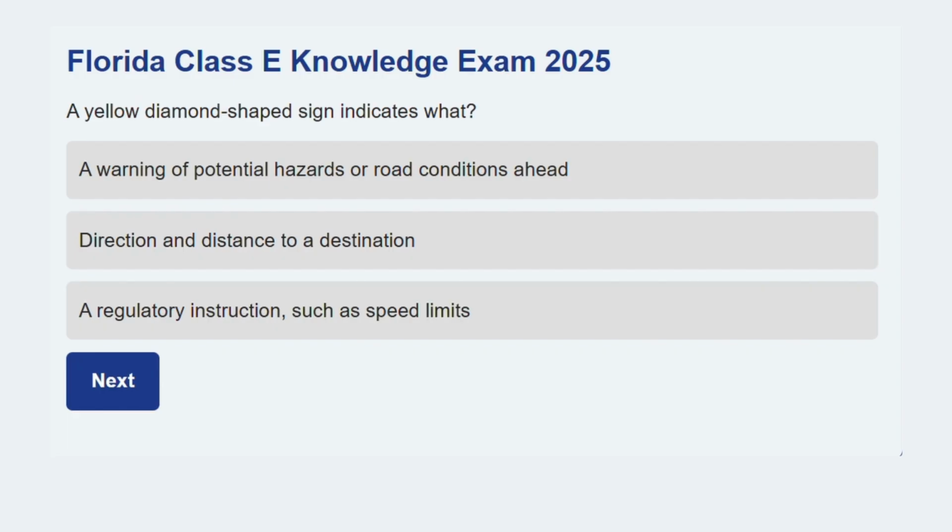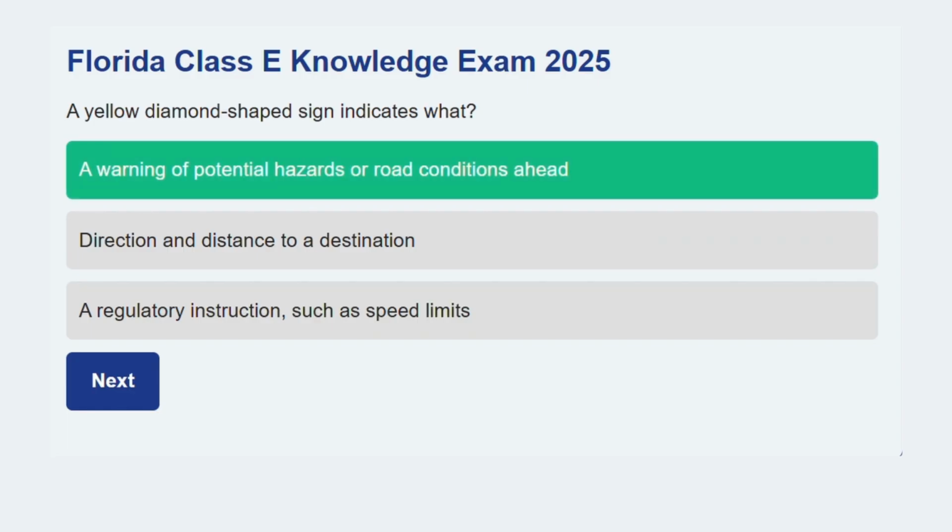A yellow diamond-shaped sign indicates what? A warning of potential hazards or road conditions ahead. The diamond shape is universally used for warning signs.